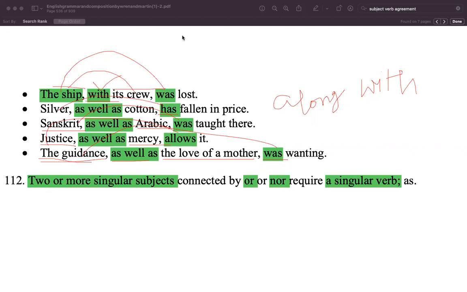Here is another rule: two or more singular subjects. When two or more singular subjects are connected by or or nor, they also require a singular verb. It is clearly stated: singular subjects. When two or more singular subjects are connected by or or nor, they require a singular verb. Let's take some examples here.